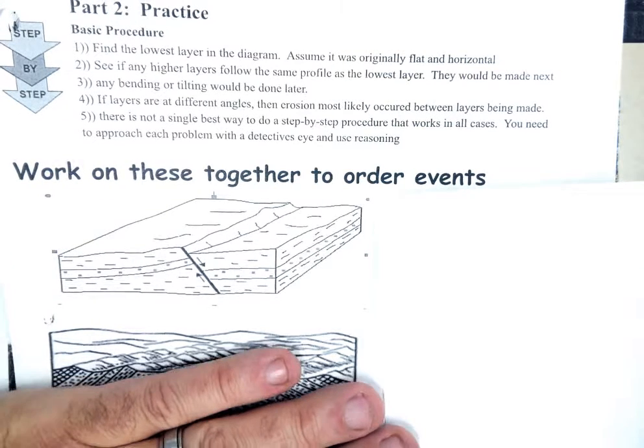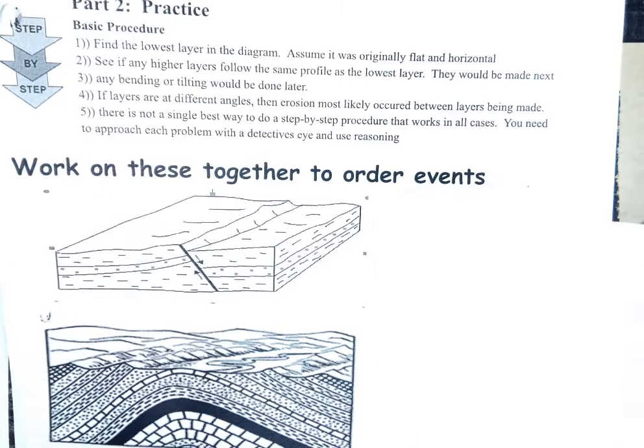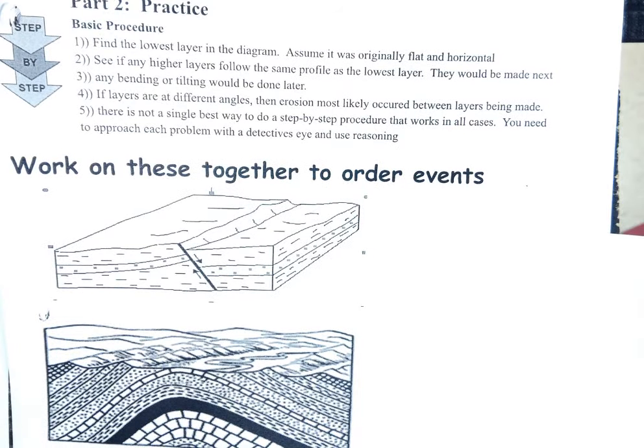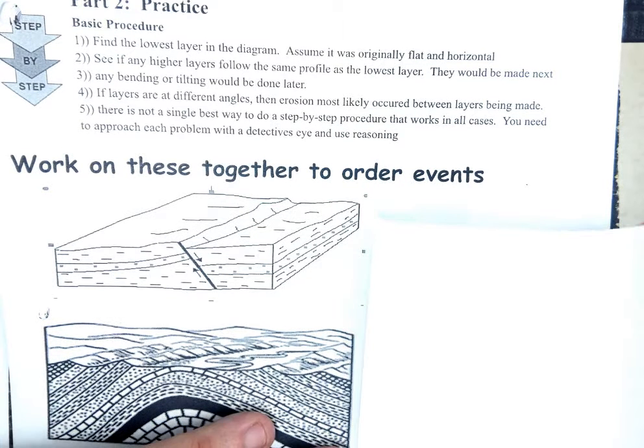Okay, practicing our relative dating. Remember, we're not trying to find the exact number of years ago that something happened, but rather just what event happened first, which happened second, and so on to the more recent times.